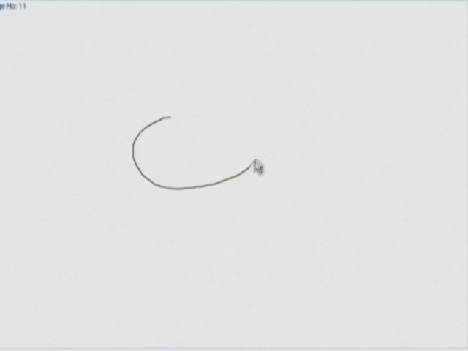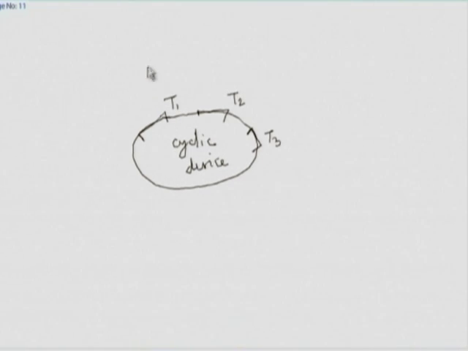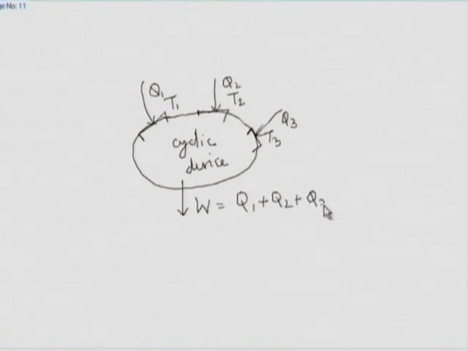Let us say that I have a cycle which has 3 interactions. One at T1, one at T2, one at T3. And let us say this interaction is Q1, this interaction is Q2, this interaction is Q3. The moment you do this, that means you are going to produce work equal to Q1 plus Q2 plus Q3, because it is a cyclic device. Now we want to prove that Q1 by T1 plus Q2 by T2 plus Q3 by T3 is less than or equal to 0.